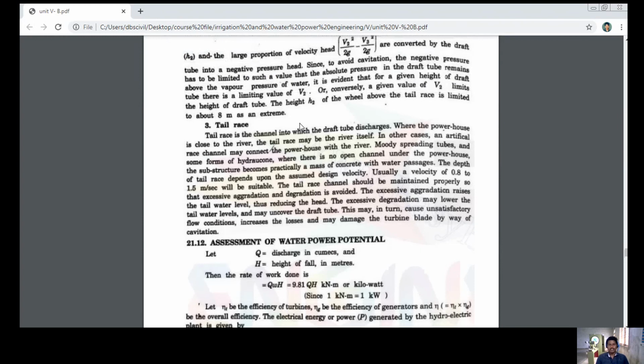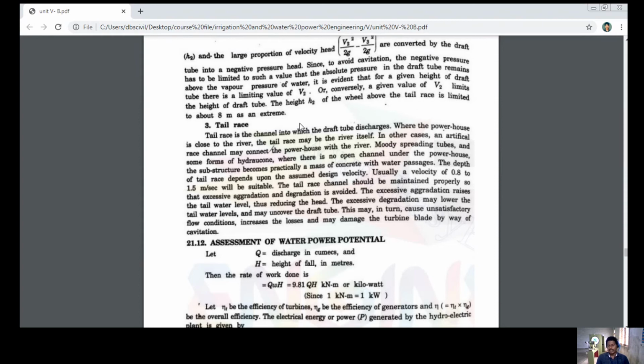To avoid cavitation, the negative pressure has to be limited to such a value that the absolute pressure in the tube remains above the vapor pressure of the water. It is evident that for a given height of draft tube, there is a limiting value of V2, or conversely, a given value of V2 limits the height of the draft tube. The height H2 of the wheel above the tail race is limited to about 8 meters as an extreme.